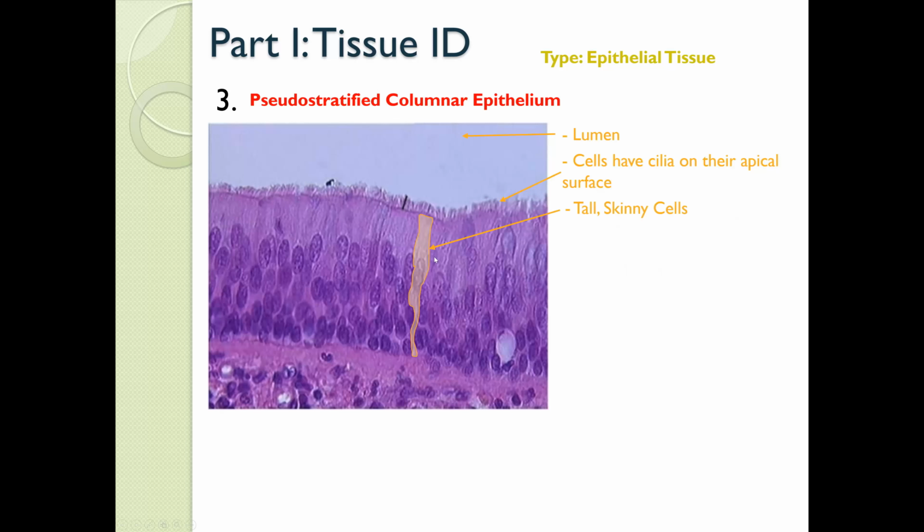We looked and saw tall, skinny cells, and in this picture you can kind of tell because the nuclei, which are the purple circles, are also tall and skinny, and that's so that they can fit into these shaped cells.